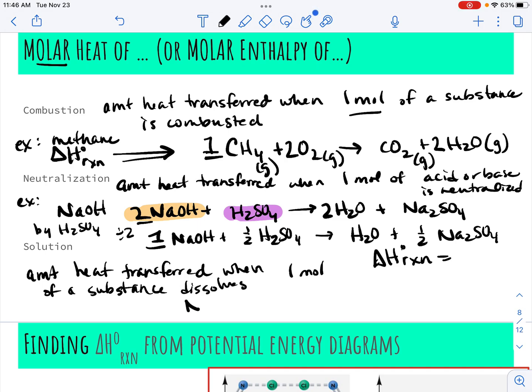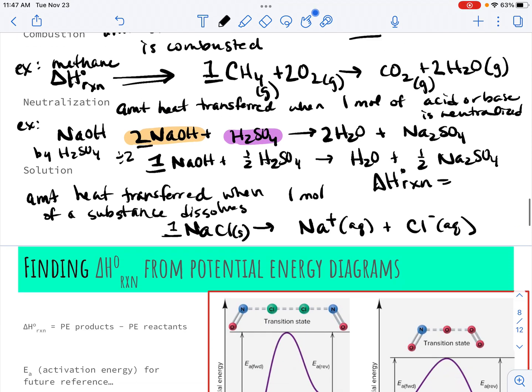And so, for example, maybe I want to do this for sodium chloride, dissolving into its ions. I didn't do states of matter in my equation up above, and I should have, sorry. And this would be solid sodium chloride. All right, so this is 1 mole here, so this is all good to go, but it would have to be 1 mole, and so this is kind of how we look at this. So that should clarify those definitions for molar heats of specific kinds of reactions. So just think carefully about what those words mean.